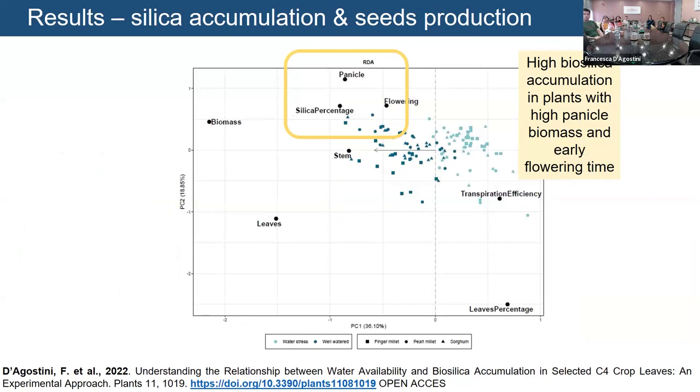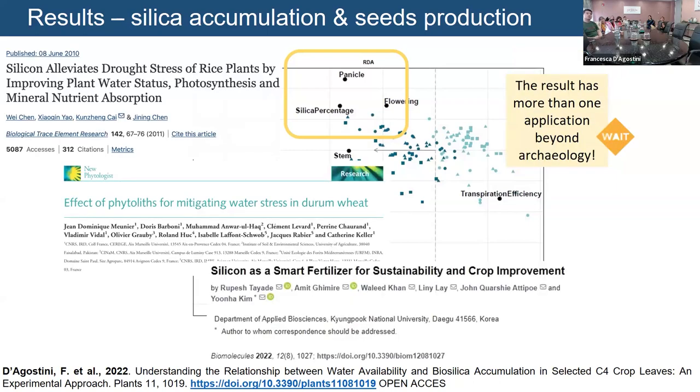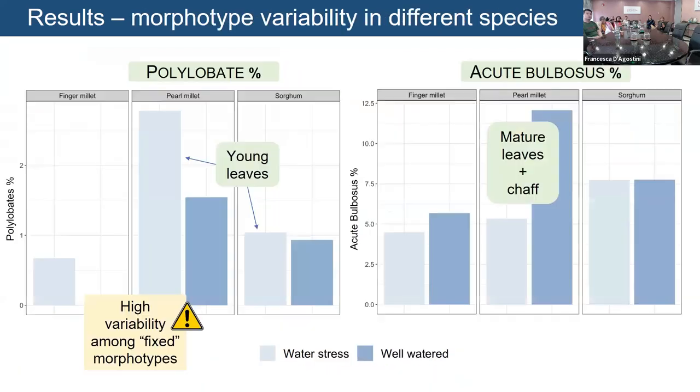After that, we also tried to plot all the physiological parameters collected during the experiment with the silica percentage extracted by the crops. And we realized that high biosilica accumulation was actually associated with plants with a high panicle biomass, so plants that produce a lot of seeds, and plants that have an early flowering time. So I think this is one of the results that demonstrate how results like this one can even cross disciplines and be useful in fields that are not strictly related to the study of the plant, let's say. But I won't be long explaining this.